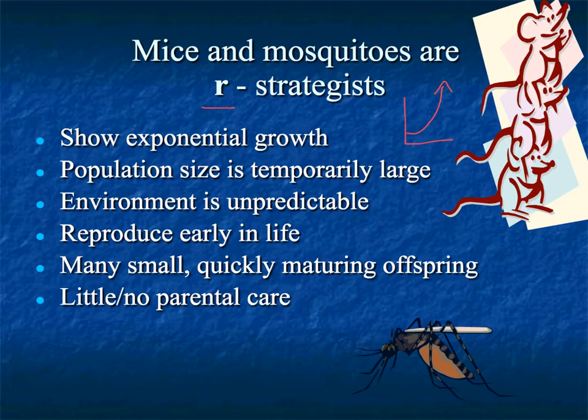If you think about a mosquito, for example, a mosquito lays its eggs and then it goes away and has no parental care at all. And a mouse may provide a little bit of parental care, but not very much. Mostly it's having a bunch of babies to hope that a few of them survive long enough to reproduce.